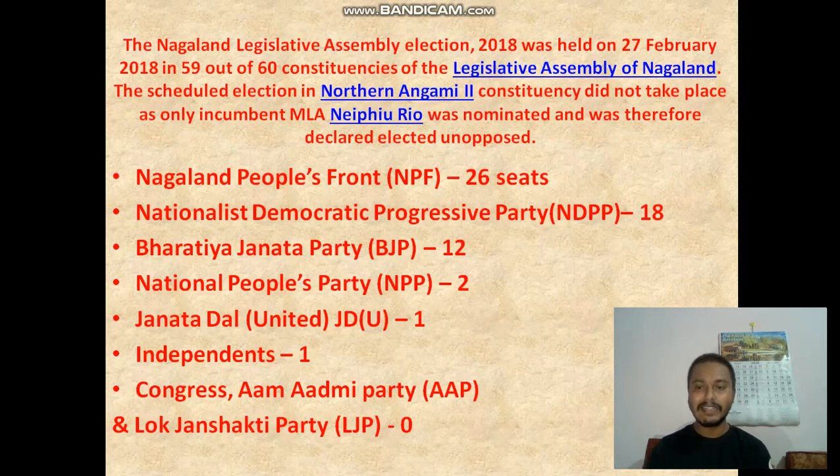Now, last election from the constituency Northern Angami 2, Mr. Nipurio contested the election, but there was no opposition for him there. So that means nobody was there to contest. So he won the election unopposed, means without voting. The rest of the seats for which voting was done, you can see the number of seats won by the parties that is given below.